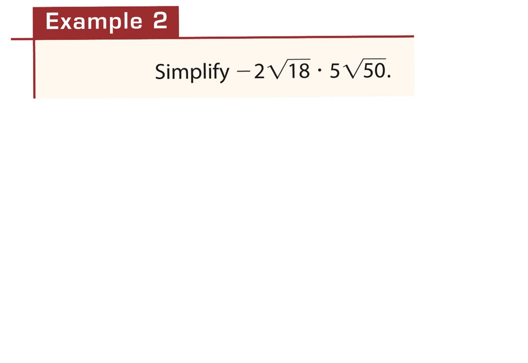A couple things about this one. I have numbers in front. Those are already on the outside, they're just going to stay on the outside. So I automatically know I have a -2 on the outside and I have a +5 on the outside. That's automatically there. For the rest of it, I'm going to do factor trees. And so I'm going to do a factor tree for my 18. And then I'm going to do a factor tree for my 50.